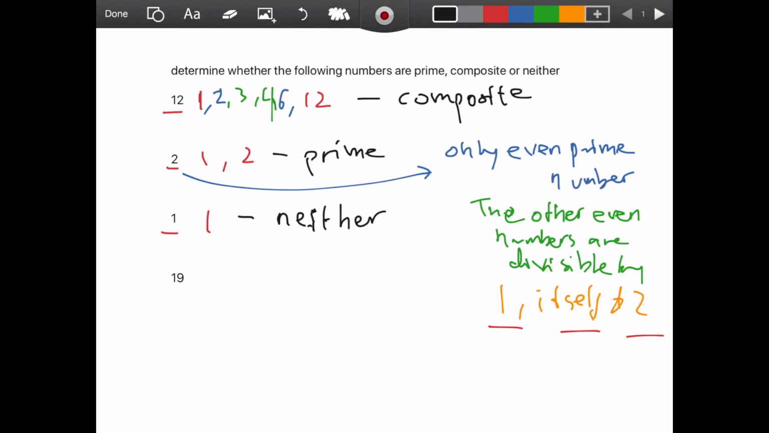Interestingly. How about 19? 19 is divisible by 1. It is also divisible by 19. Is there any other thing in between 1 and 19 that is divisible into 19 without any remainder? 2, 3, 4, 5, 6? No, nothing else, right? So only 1 and 19 are factors of 19. So that means there are only 2 factors in the number 19. So it is a prime or composite? It is a prime number.